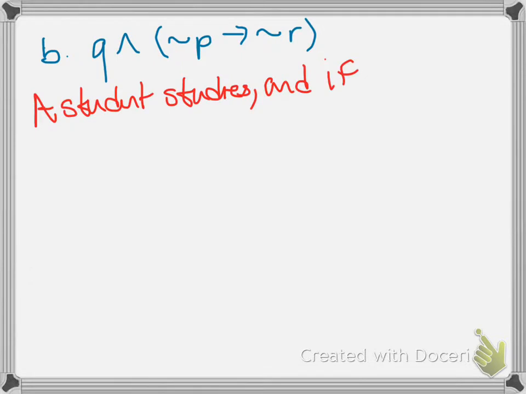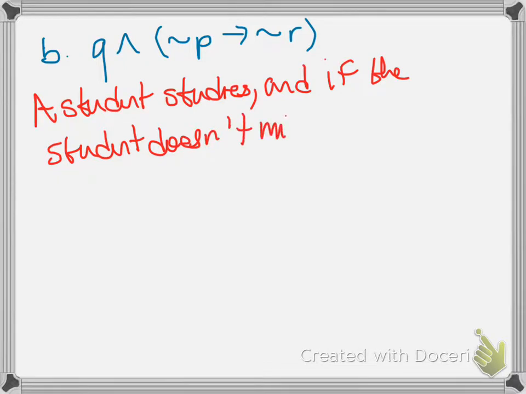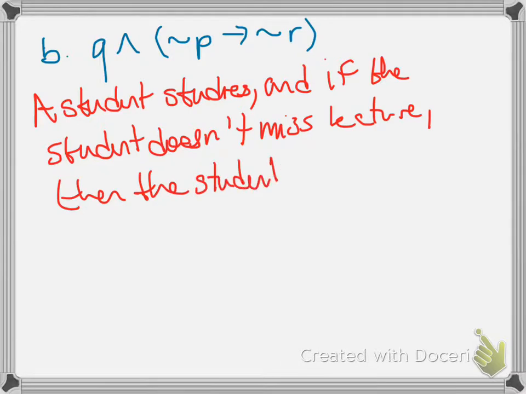So not P was if the student doesn't miss lecture. R was the student fails, so not R would be the student doesn't fail. Then the student doesn't fail.